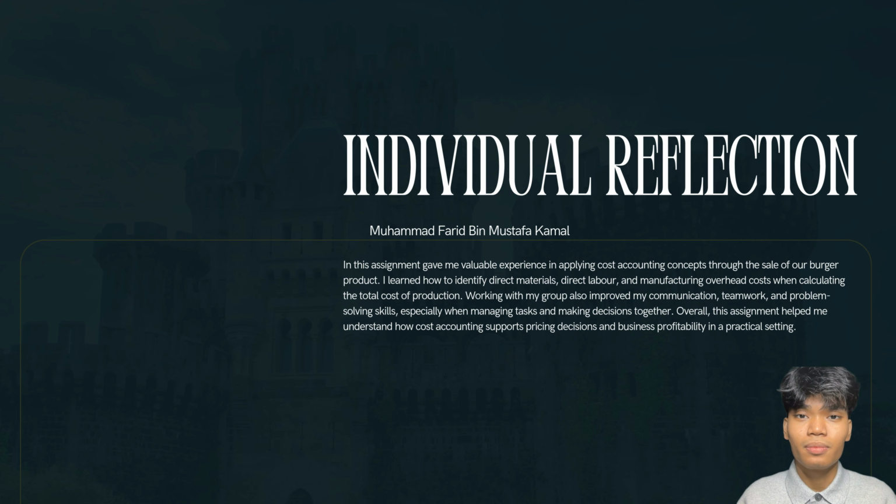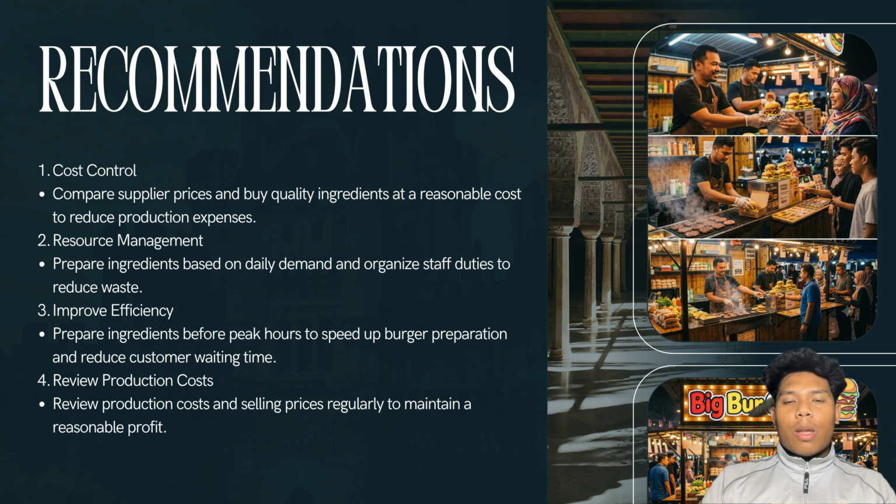For our recommendation, we suggest 4 ways to help Big Burger improve its business performance. First is cost control. The owner should compare prices from different suppliers and choose quality ingredients at a reasonable cost. This can help reduce production expenses without affecting the quality of the burgers.